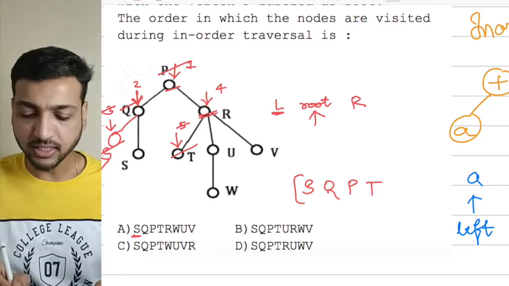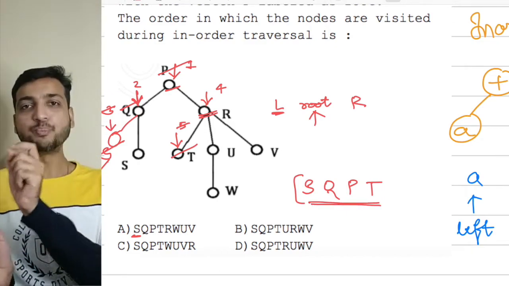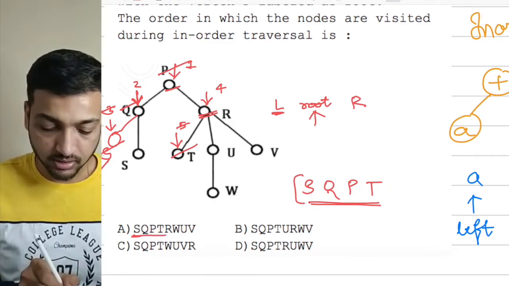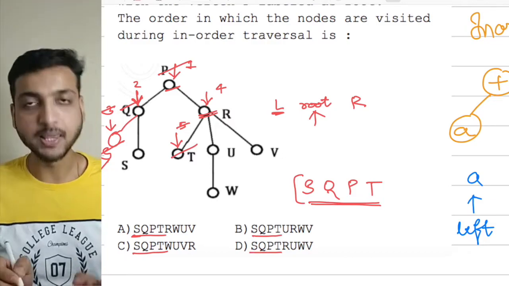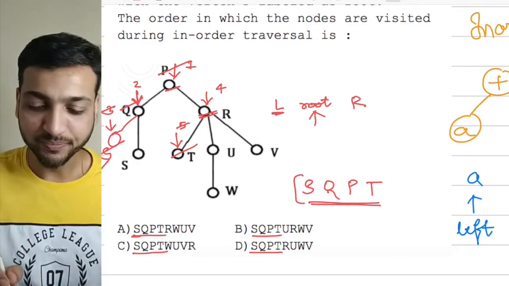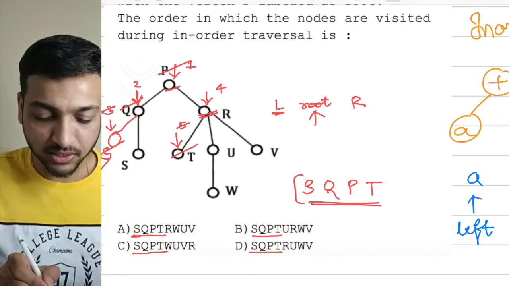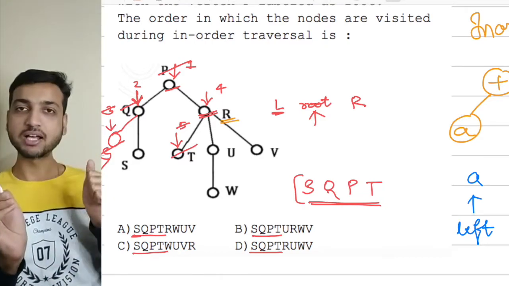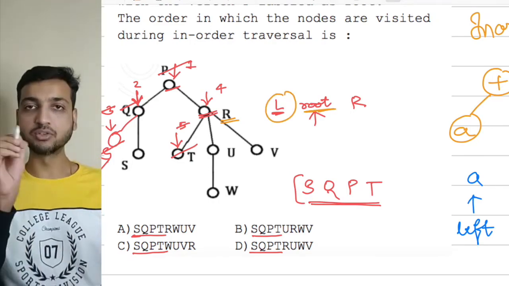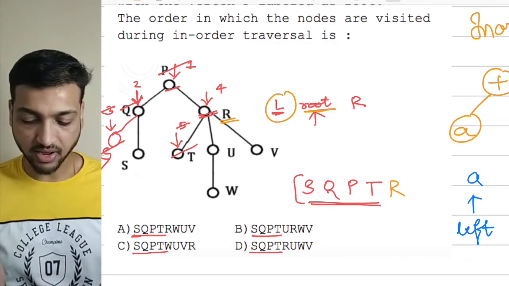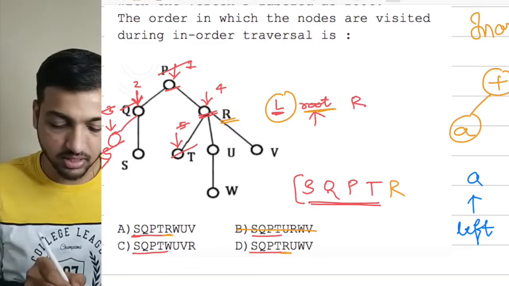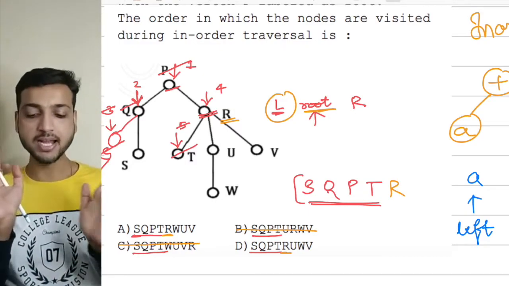Now before we move ahead, let's quickly see if any of the options has SQPT as the first 4 values. As you can see, SQPT, SQPT, SQPT, SQPT. Bad luck, all the 4 options have SQPT, so we have to process this further. Now let me use a different color from here. So we are at node R. The left of R has been done, so now R will be visited. R is the root, so R will get printed. So after T we'll have R. Very good. So B goes and C also goes. So now there's a competition between A and D.